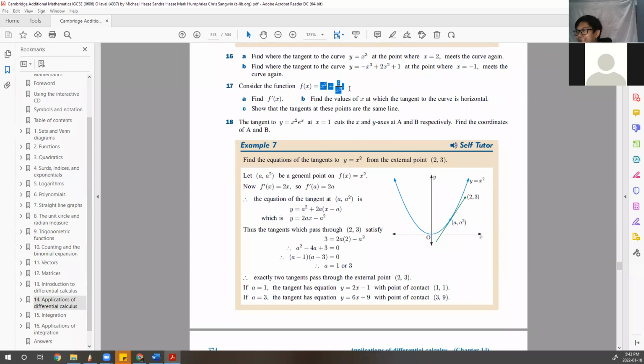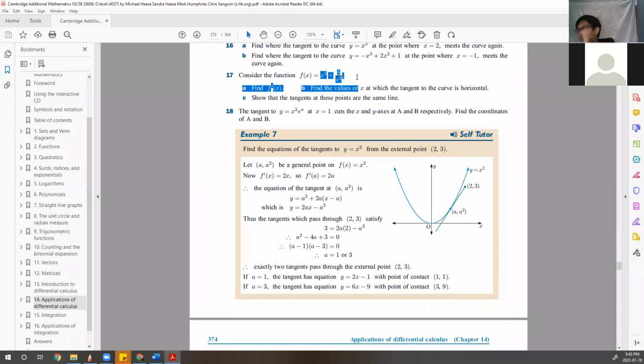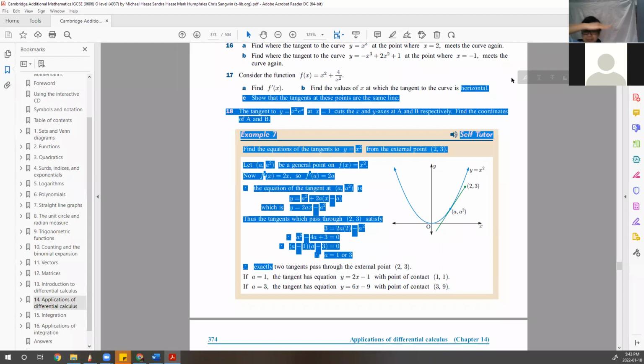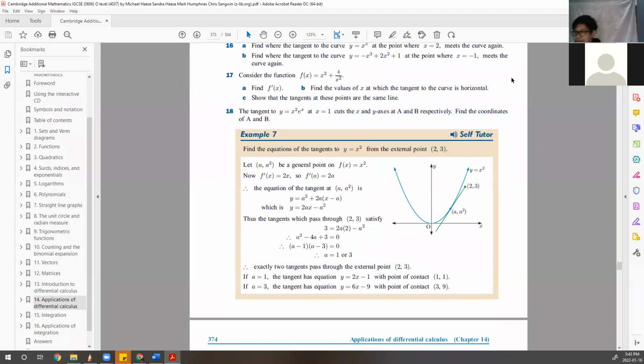That's the way you have to do it. Consider a function like this. You have to find f'(x), the differential, and find the values of x at which the tangent to the curve is horizontal. See, a horizontal straight line has m equal to 0. So 0 equals the derivative.